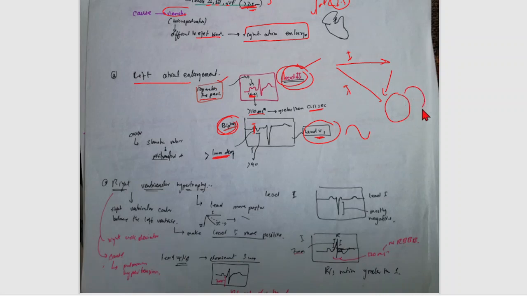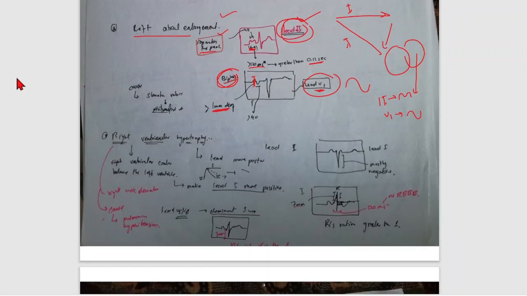You have to remember, this is your left atrium. If the left atrium enlarges, you have to see lead 2 and lead V1. There is a separation of P waves, and in V1 there is a biphasic wave. If this pattern is seen, there is left atrial enlargement.